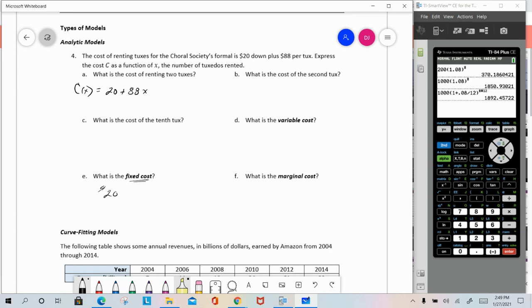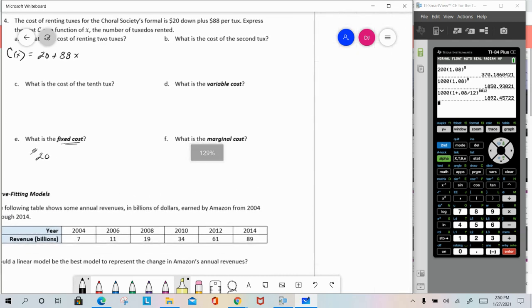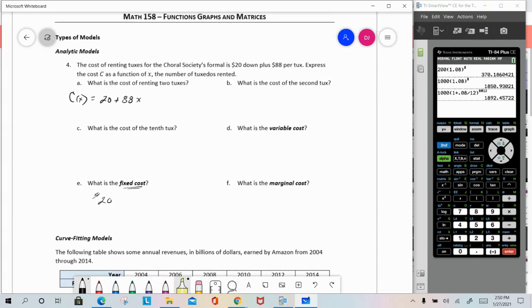Okay. The cost of the second tux, this is not, well, every once in a while. Okay, this is not the cost of renting two tuxes. B here is not the cost of renting two tuxes. It's the cost of the second tux. It costs $88 to rent the first tux. It costs $88 to rent the second tux. It costs $88 to rent the third tux. It costs $88 to rent the fifth tux. It costs $88 to rent the 10th tux.